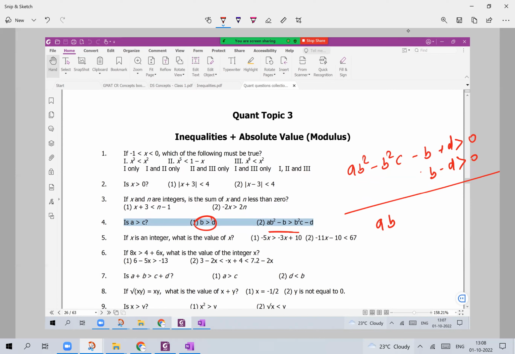So I got b square into a minus c greater than 0. You know that b square is common. So a minus c is greater than 0, and b square is common. Absolutely, absolutely. Anything can be done. Perfect. 100%. Rahul, you don't have to worry about that.